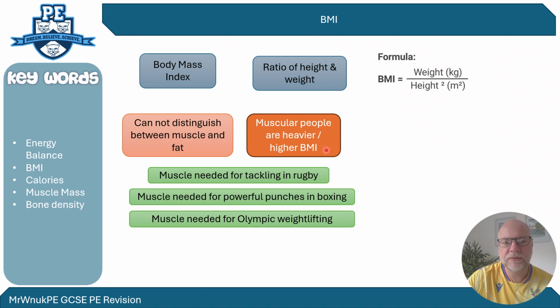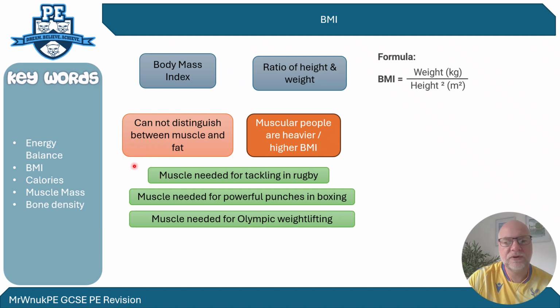Now, the body mass index has a chart that you compare against, and basically the higher your BMI, the more likely you are to be categorized as overweight or obese. So this is a big problem with the BMI. So sports people tend to come out as heavier and have a higher BMI because of their muscle mass.